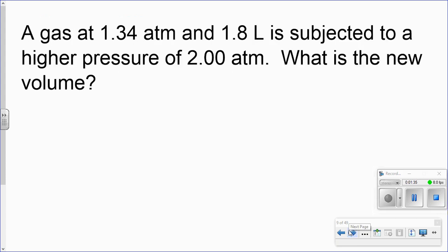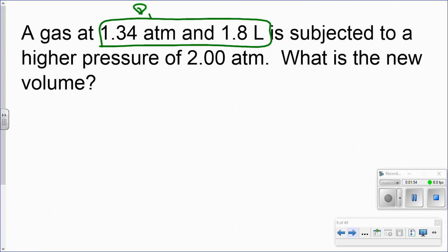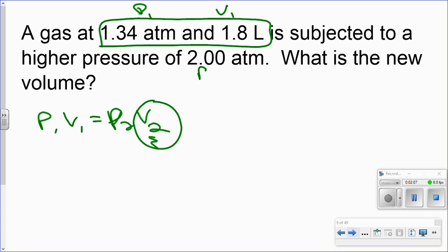Just doing one problem here: a gas at 1.34 atmospheres and 1.8 liters is subjected to a higher pressure of 2.00 atmospheres. What's the new volume? Contextually, it appears these two go together, so this one's my P1 and this one's my V1. Let's use our equation P1 V1 equals P2 V2. I want to solve for V2, because it asks for the new volume. That's my X, and this is my P2.